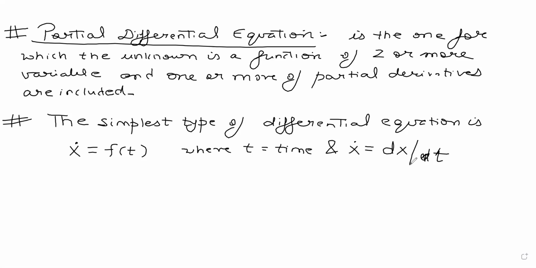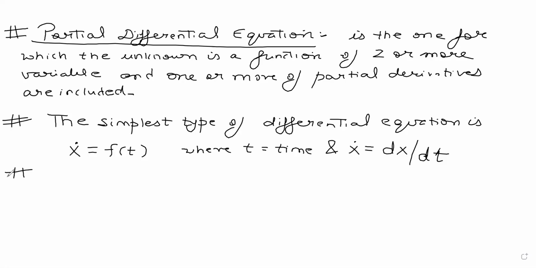x dot is nothing but dx by dt. So this is the simplest type of differential equation. You can clearly see that in this particular case, time is the only variable and x dot denotes the derivative of x with respect to time. Now, if we have to find the solution to this differential equation, then that involves integration.